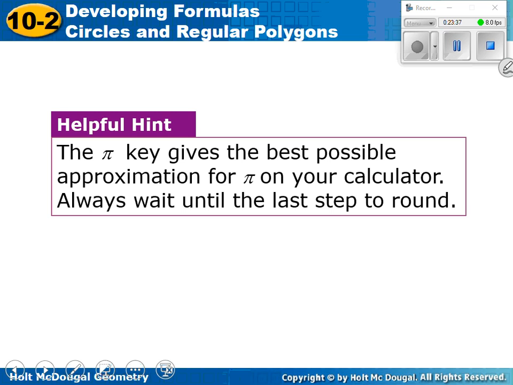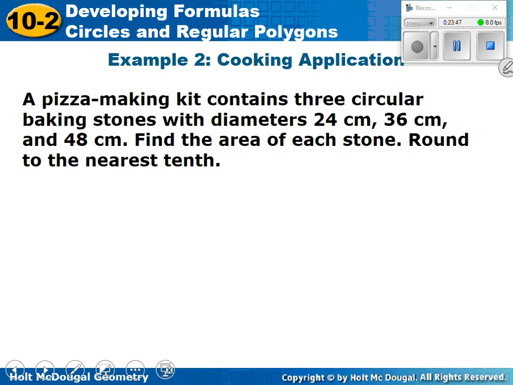All right, I already talked about this. We are going to use our pi key. We are going to wait to round until the last step of our problem. Never round in the middle of your problem. Always keep your total answer in your calculator. Okay, we are going to do part of this, but not all of it, so that we can move on.